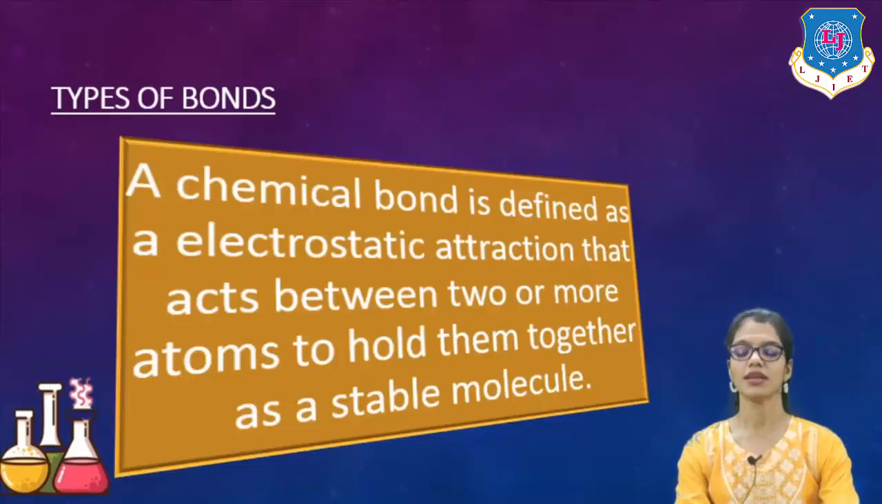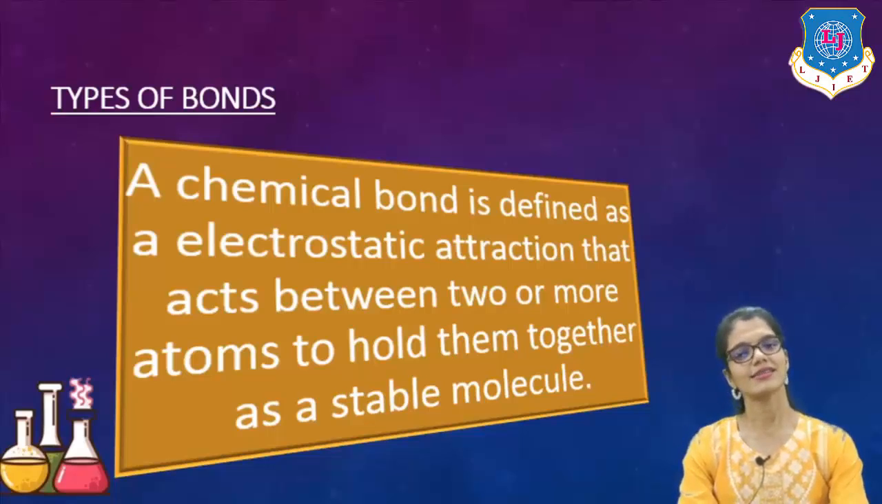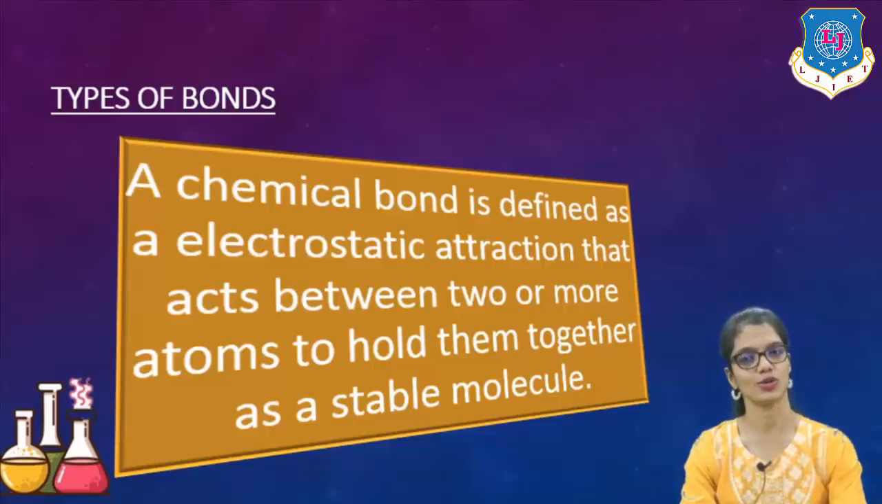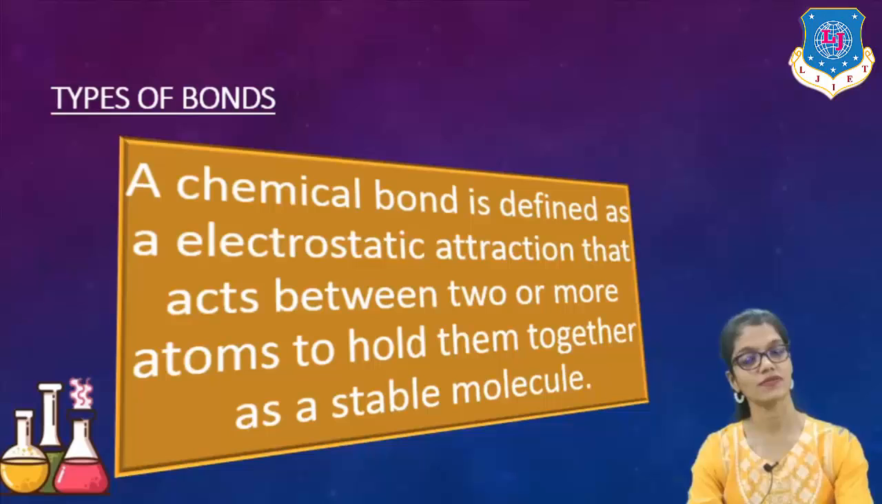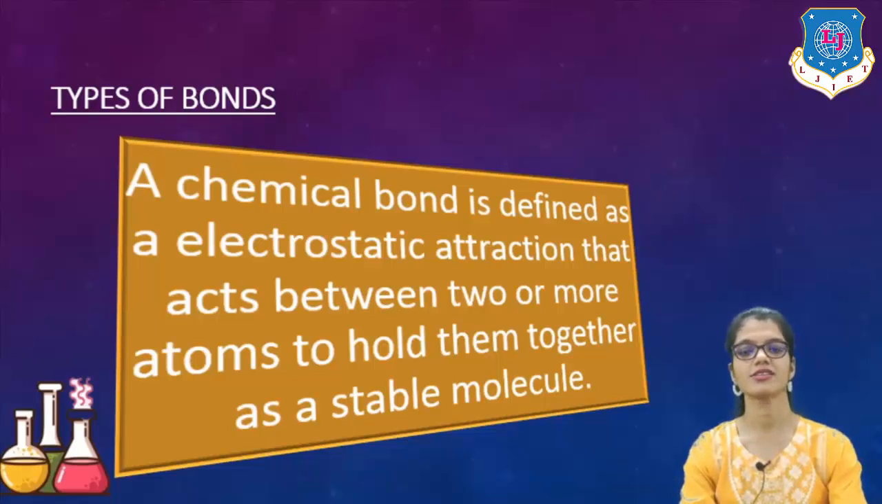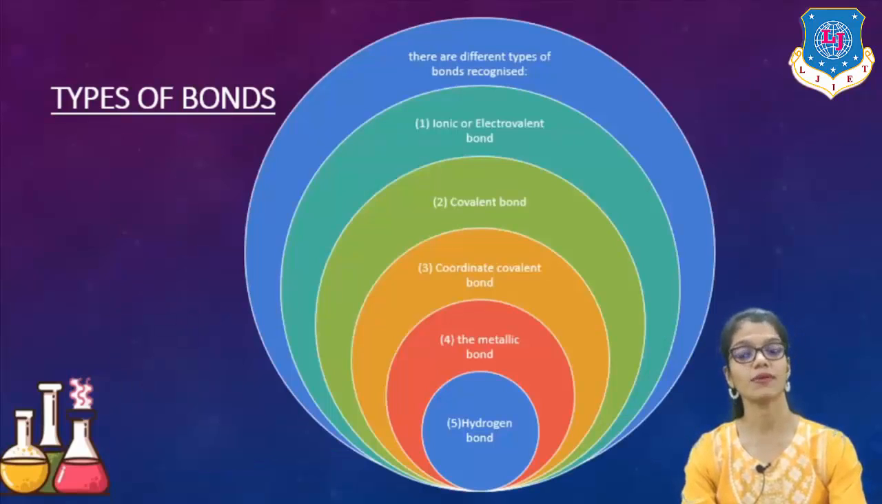Okay. Now let's begin with the next topic, which is types of bonds. Let's first understand what a bond is. So, a chemical bond is defined as an electrostatic attraction that acts between two or more atoms to hold them together as a stable molecule. It's an electrostatic attraction with which two different atoms combine with each other, hold on to each other and form a molecule. And it is required for stabilization. Like we know, Na plus and Cl minus, both of them combine and form a single bond.